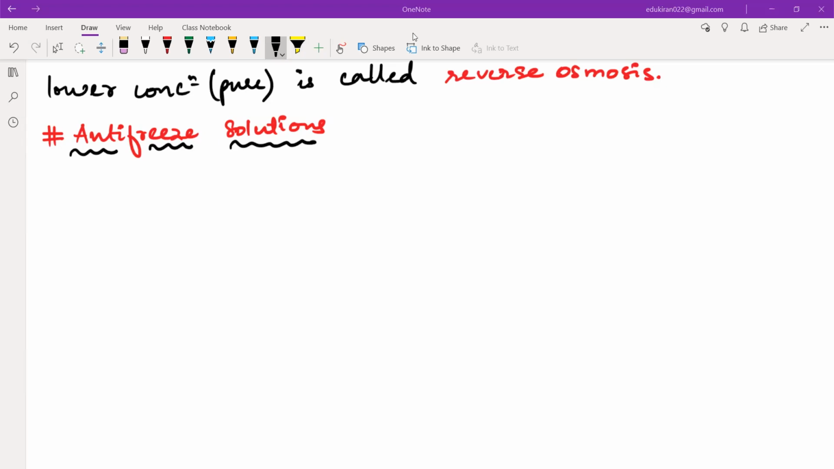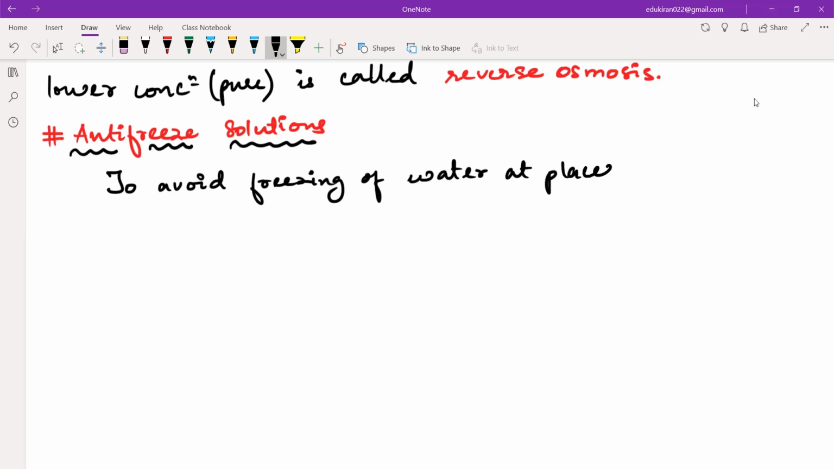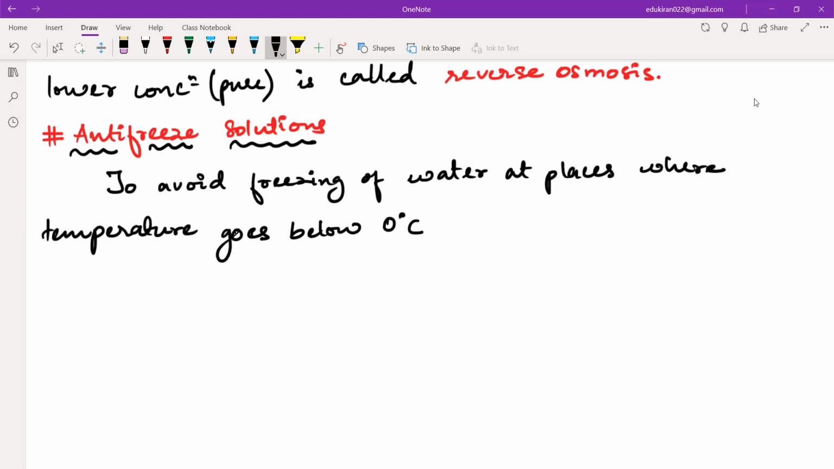Okay, so please write. You should write it like this: to avoid freezing of water at places where the temperature goes below 0 degrees Celsius.